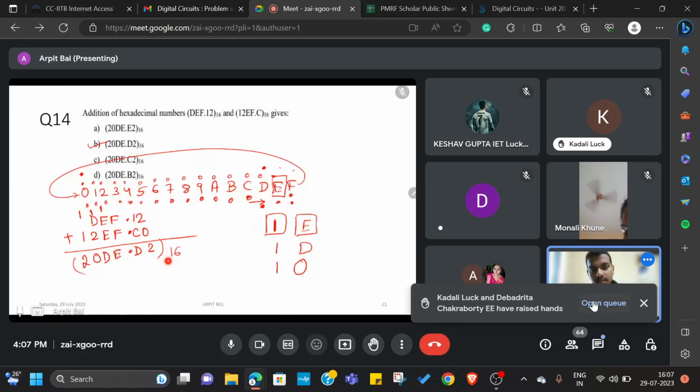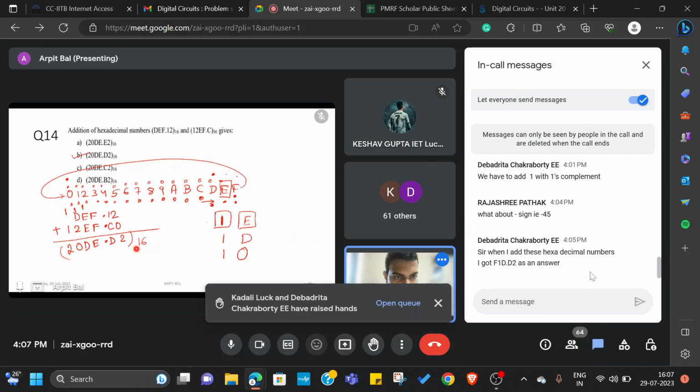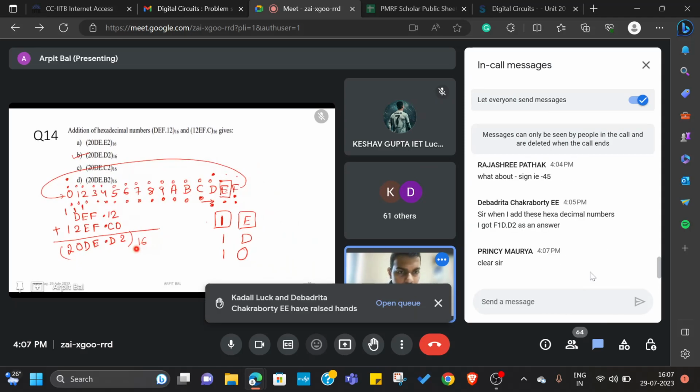Okay, does anyone have any doubt in this question? Clear. Okay, Debadrita has a doubt. When I add these hexadecimals, I got F1D.D2 as an answer. No, F1D.D2 won't be the answer. The answer is 20DE.D2. So maybe you can recalculate it once, or else you can also convert these numbers into decimal first.